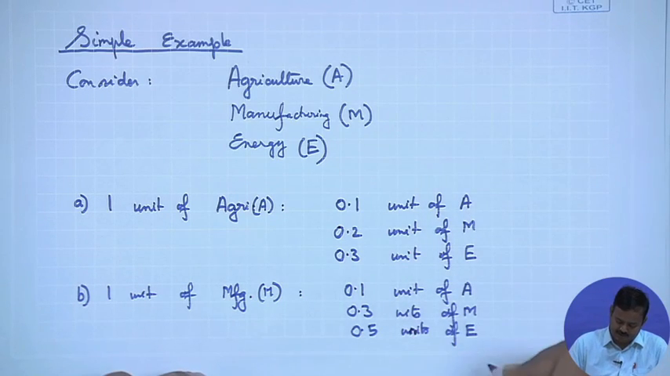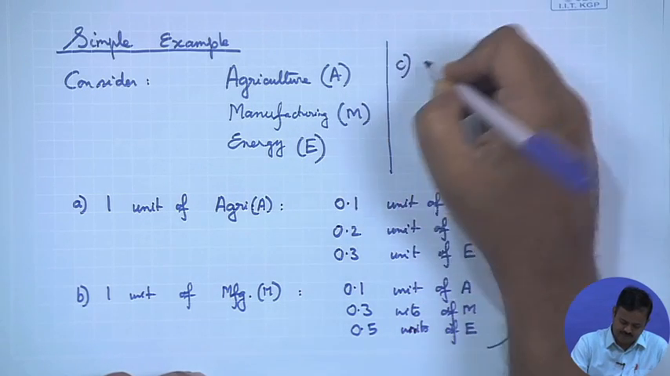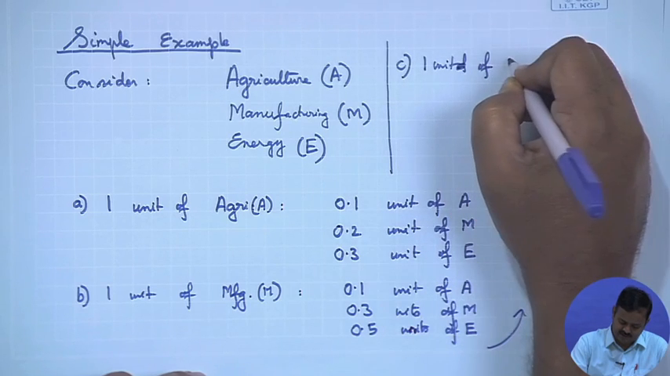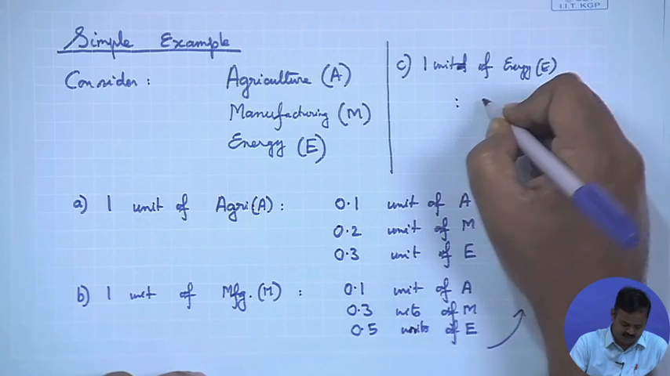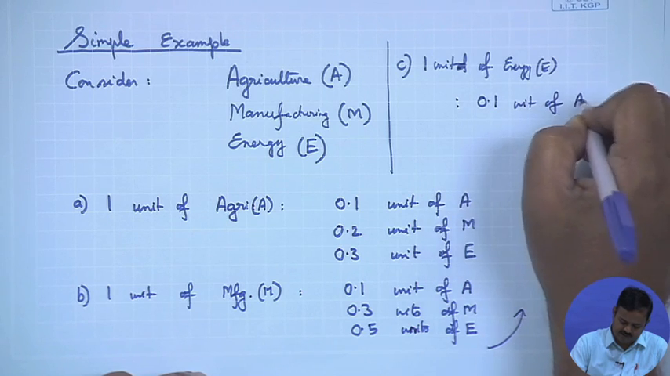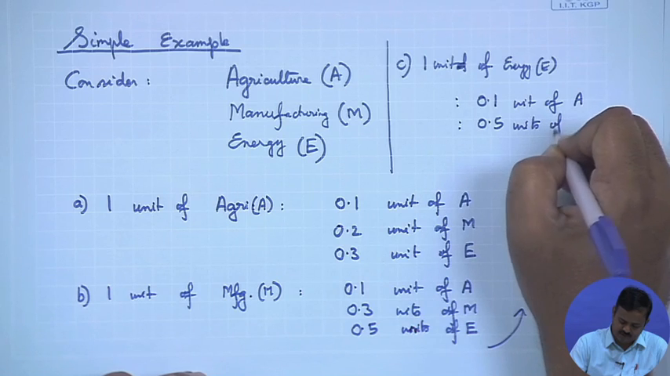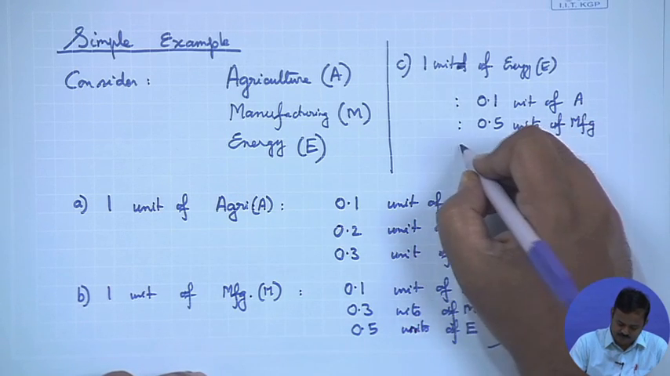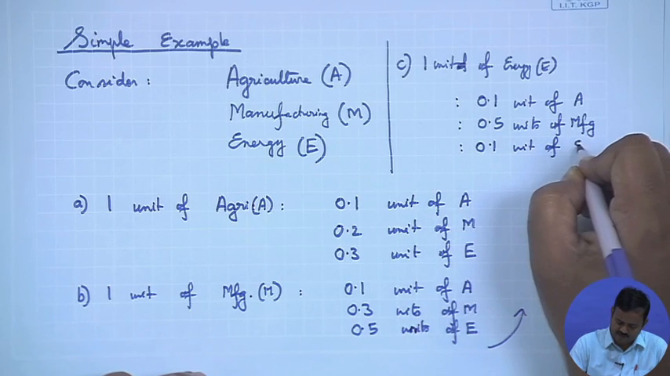And let us go up here, and I would like to add here C. I would say 1 unit of energy requires 0.1 unit of agriculture, 0.5 units of manufacturing, and 0.1 unit of energy.